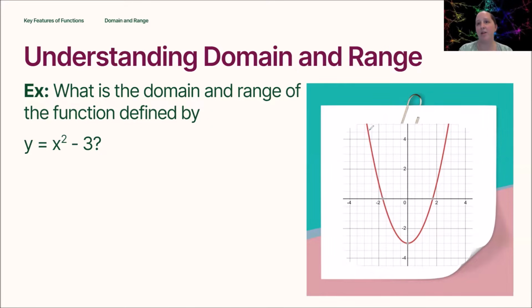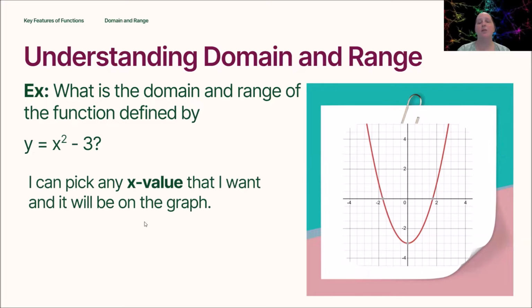My x values are going to go off the page. It looks like it's starting at -3, but again, it's going off the page. It's going towards negative infinity. I'm going to keep going. I have all of these x values, and it's going to go towards infinity. So I can pick any x value that I want, and it will be on the graph.